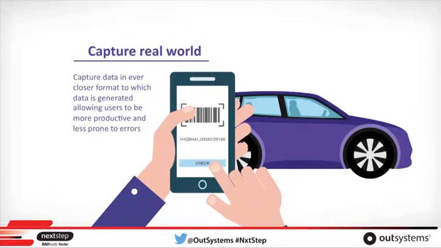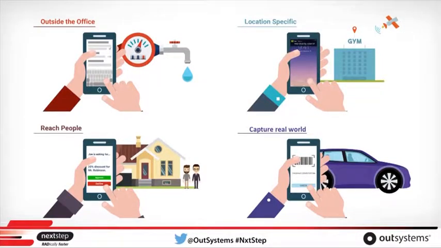And of course, capture the real world, because now with the mobile world, we have devices with us. We have devices with a lot of capabilities that enable us to capture the world as it happens. So it enables us to capture the world with audio, with video, with a picture. And that enables the systems to be faster, and also enables the users to be more productive and less prone to error.